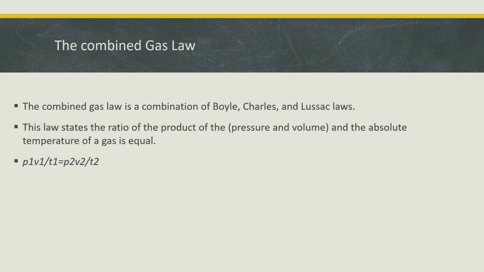Now there is a combined gas law. The combined gas law is a combination of Boyle's, Charles', and Gay-Lussac's laws. This law states that the ratio of the product of the pressure and volume to the absolute temperature of a gas is equal. So basically, P1V1 over T1 equals P2V2 over T2. All of them are changing; nothing is stable besides the amount of gas.